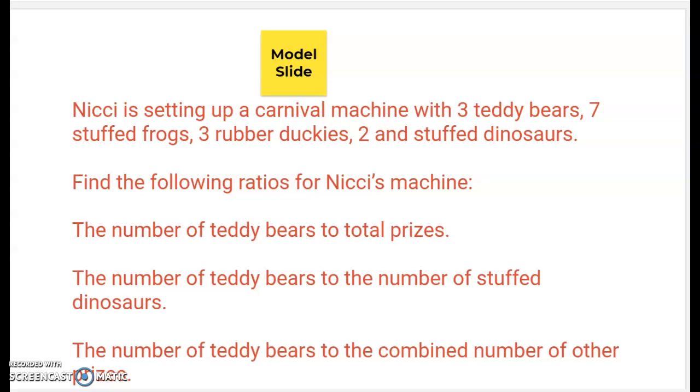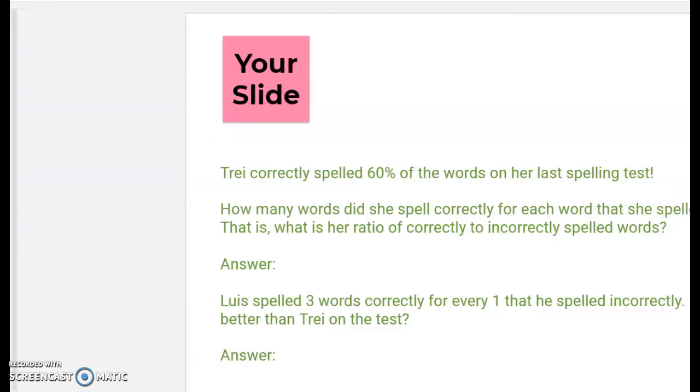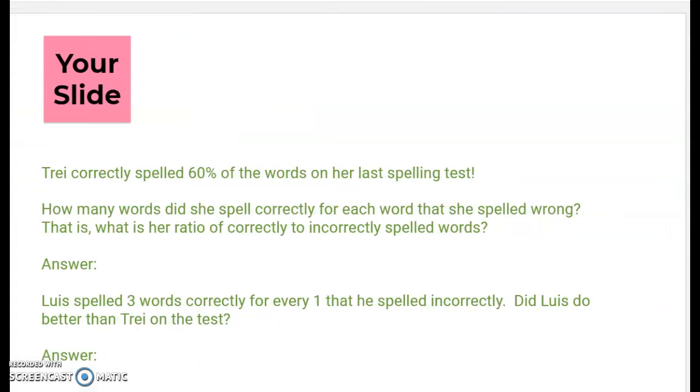This slide we're going to do together as a class. And the last two slides you have to complete. It says Trey correctly spelled 60% of the words on her last spelling test. How many words did she spell correctly for each word that she spelled wrong? That is, what is her ratio of correctly to incorrectly spelled words?